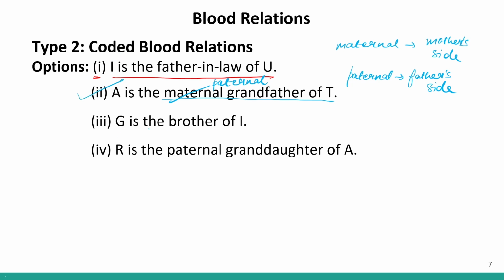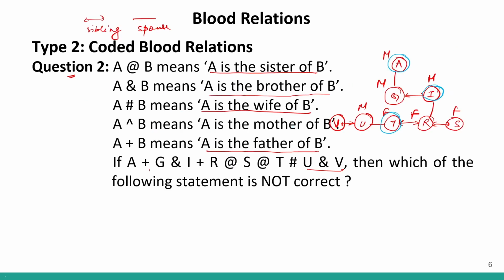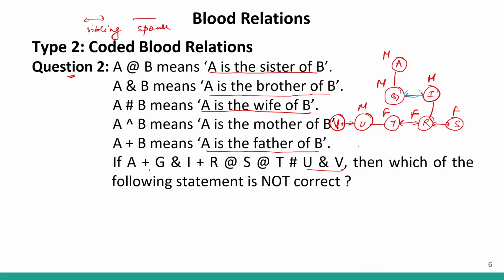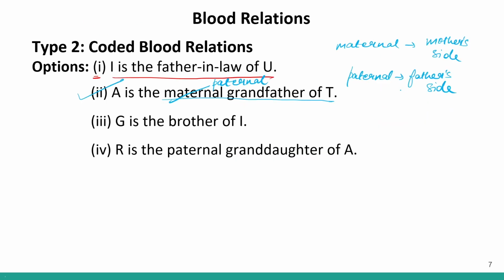Paternal grandfather. So this should be my answer, but let us check. Option number 3 says G is the brother of I. So let us check. Is this correct? Yes, they have a sibling bond. This is correct. Then option number 4 says R is the paternal granddaughter of A. If I look at the arrangement, R is the paternal granddaughter. Yes, because this is father's father. So this one is also correct.